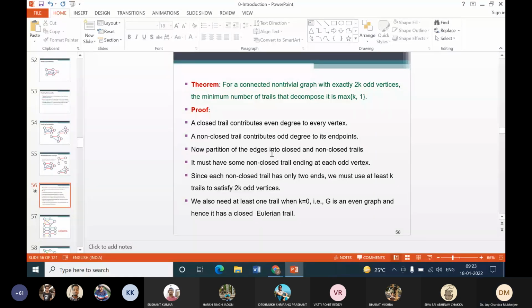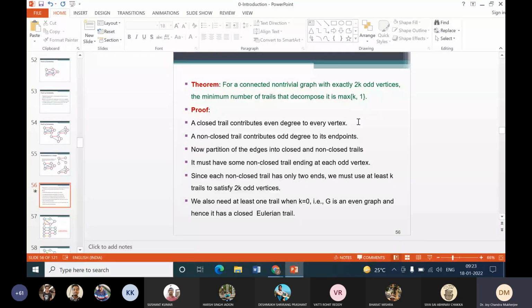Okay. Now if k is not equal to 0, that is k has either value 1, 2, 3 or 4 and so on, it at least has an even number of odd vertices, then the minimum number of trails needed to decompose it is actually k. So अगर 2k odd vertices हैं where k is not equal to 0, in that case the minimum number of trails needed to decompose it is basically k. Now मैं proof में नहीं जा रहा हूँ, proof आप लोग एक बार read कर लेना.